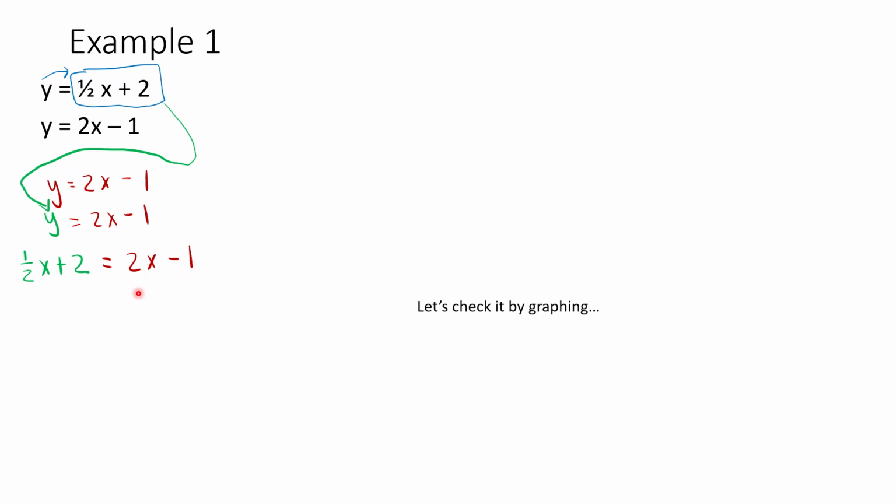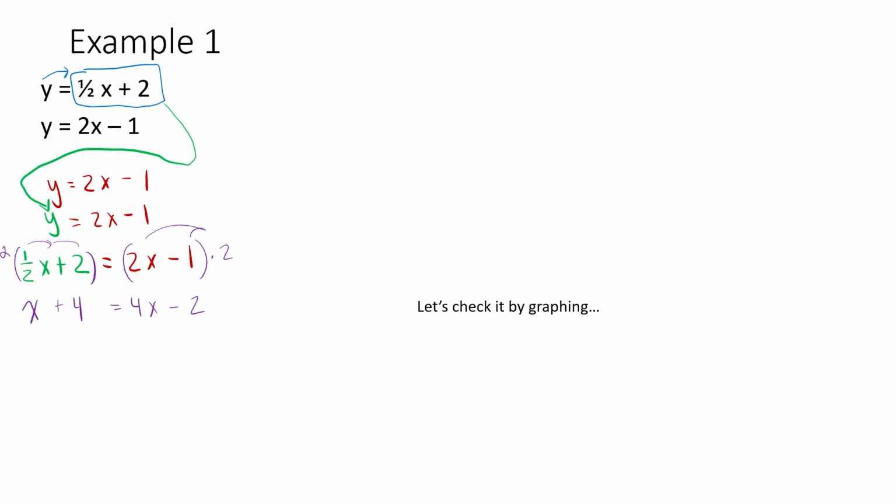Now I've got that 1/2 in there. What I'm going to do is try to clear out that 1/2. Okay, and I'm going to do that by multiplying by 2. And same thing over here. Do the same thing to both sides. 2 times 1/2 is 1. 2 times 2 is 4. 2 times 2x is 4x, and 2 times 1 is 2. And what that did was it cleared the fractions out.